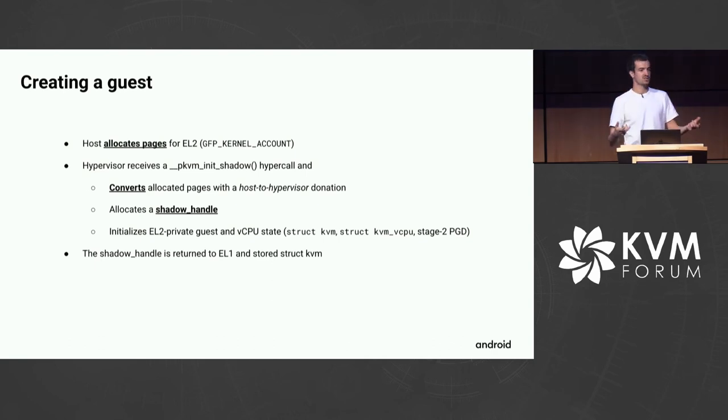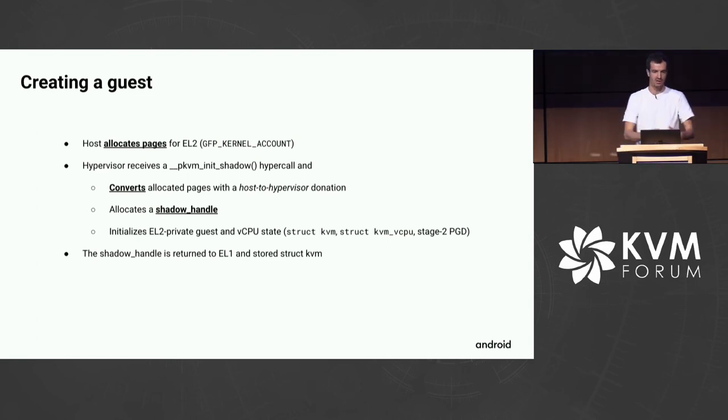When we're creating a guest with pKVM, the host has a few extra steps to do. First, it needs to allocate more memory, and you will see that this is actually a common theme. Every time we need to do something with the hypervisor, one of the first things we have to do is allocate memory that we're going to donate to it. We are running the hypervisor with as little memory as we possibly can, and we donate memory dynamically to it and reclaim it when that's possible as well.